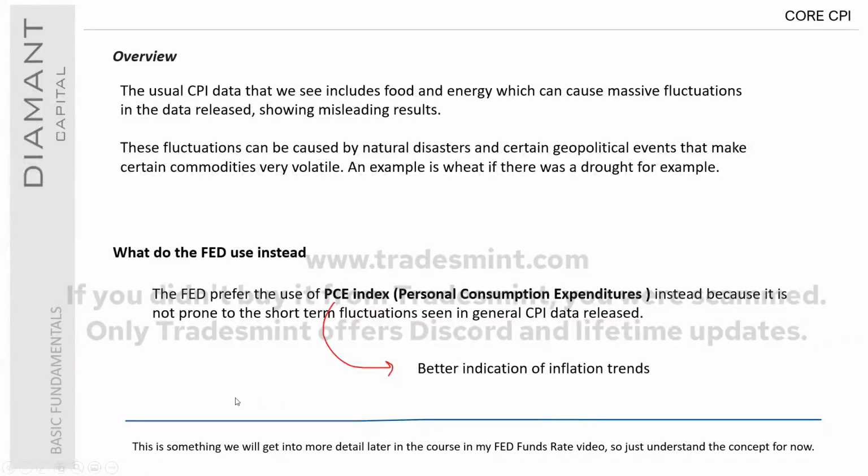Now, this is something that I'm going to get into more detail in my course, particularly in the Fed funds rate video. I believe that's coming either in the second or the third section. So just understand this as a concept for now, and then we'll obviously get into the numbers later on.